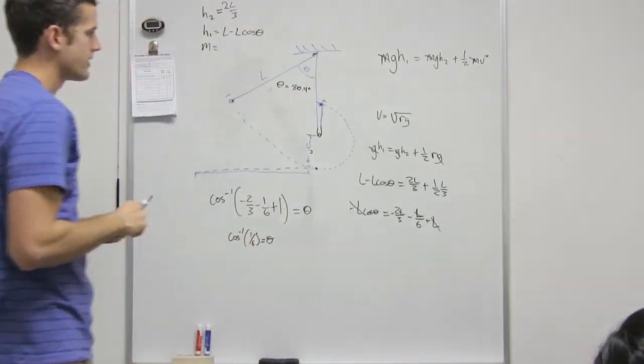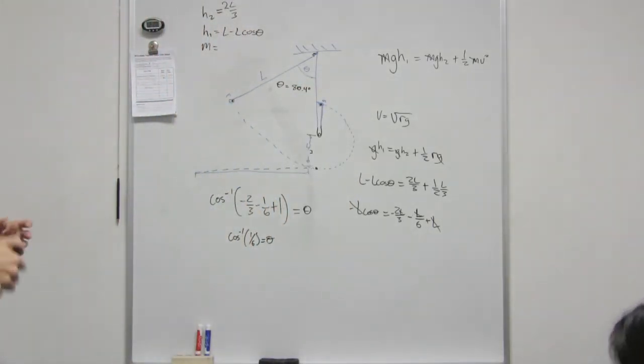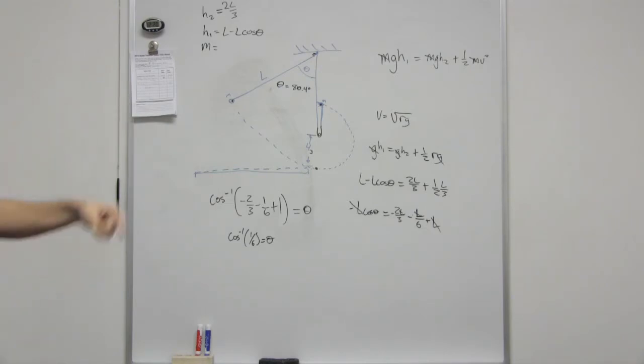Now, if you think about that, is that a reasonable answer? Yeah. So you have to bring it up almost horizontal before you let it go in order for it to swing all the way around. Cool.